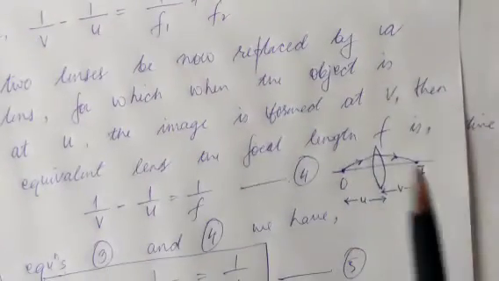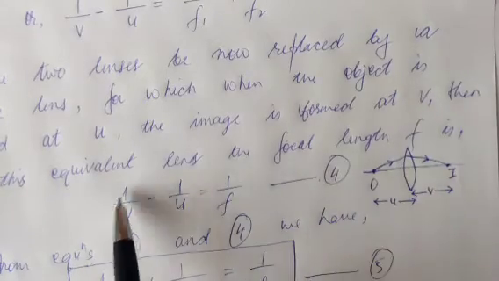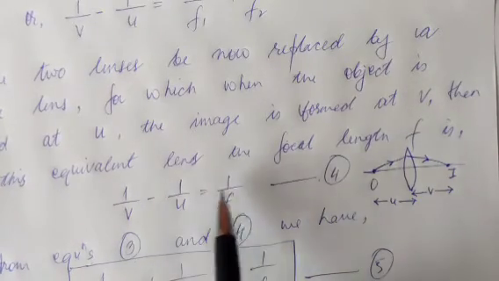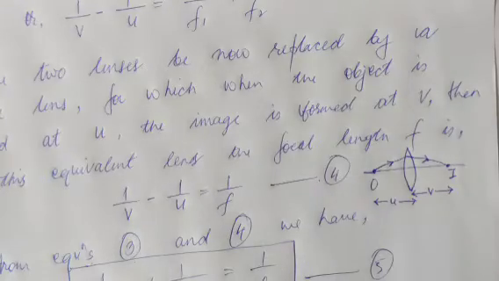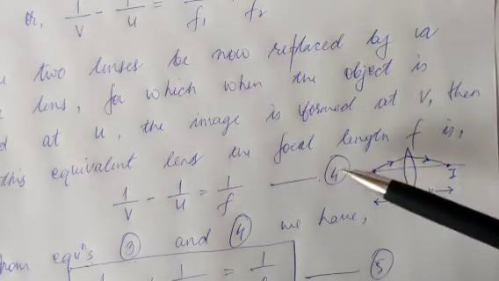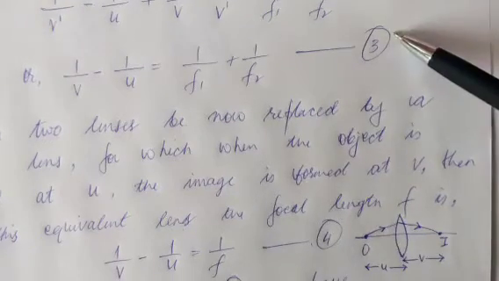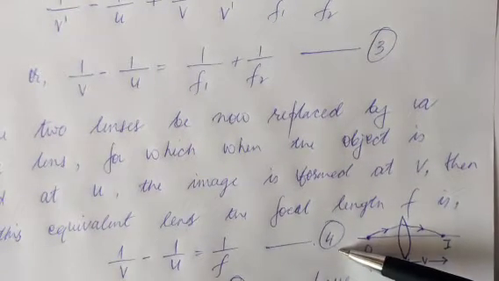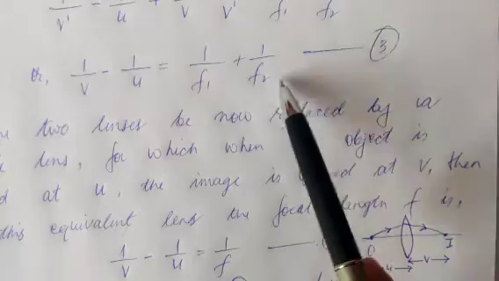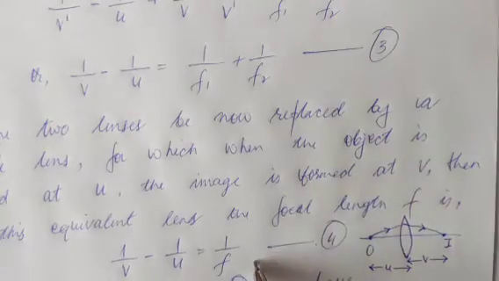And if the focal length of the equivalent lens is F, then for this equivalent lens we get 1 by V minus 1 by U equal to 1 by F using the lens formula. That's equation number 4. So the left hand sides of equation number 3 and equation number 4 are the same. This is for the combination of two lenses. This is for the equivalent lens.